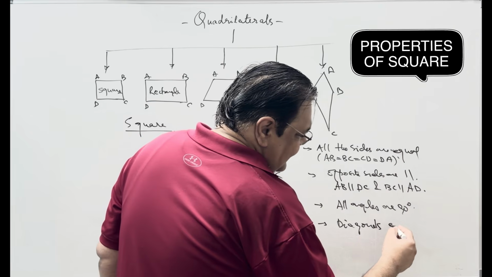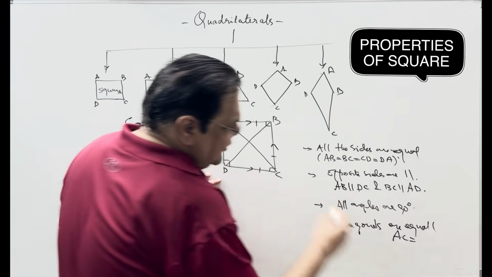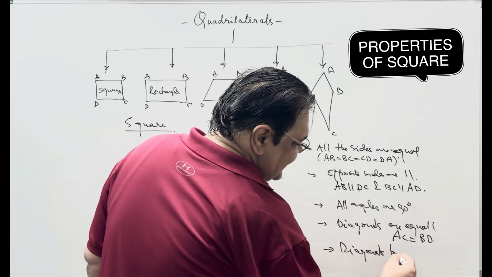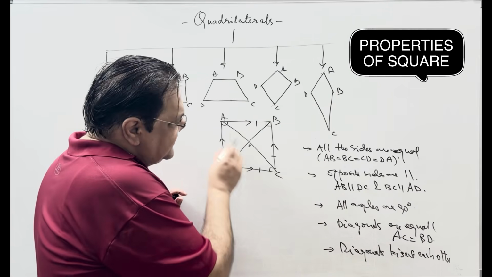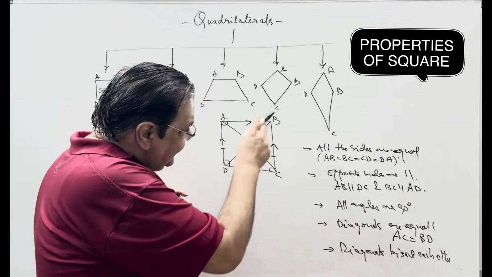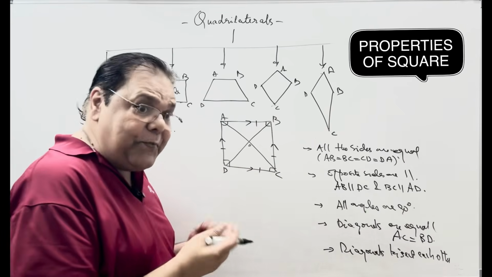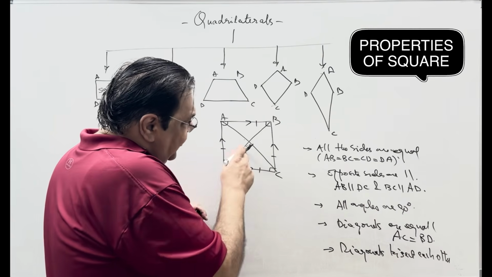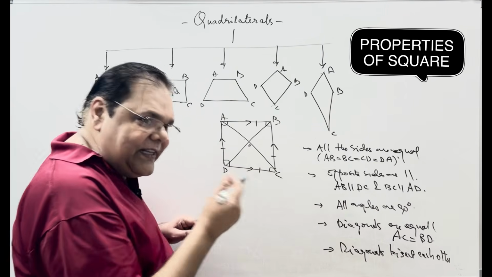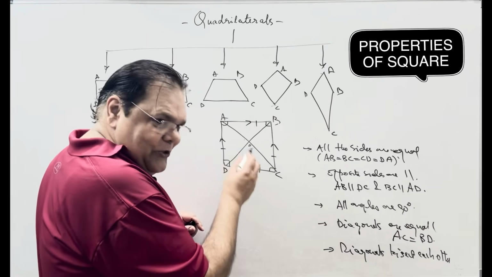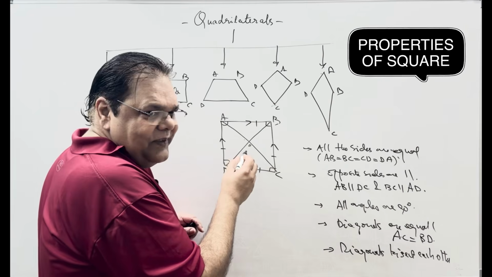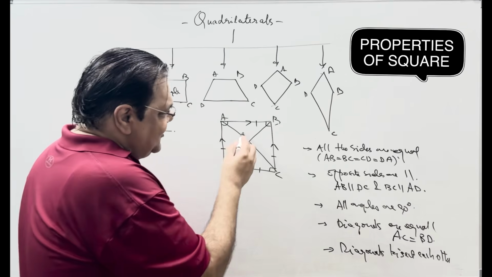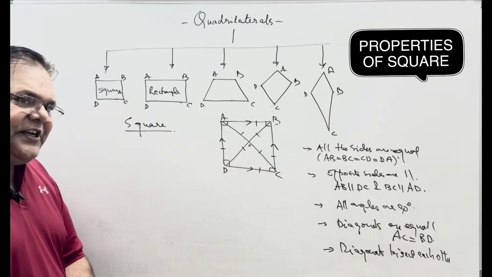Diagonals are equal: AC is equal to BD. The two diagonals also bisect each other. That means AO is equal to CO and DO is equal to BO. But the diagonals are equal, so DO is equal to CO, BO is equal to AO. AO equal to DO, DO equal to CO, CO equal to BO. All are equal. And one very interesting thing.